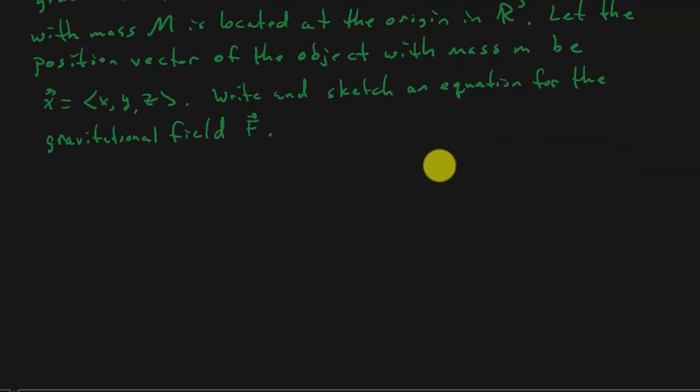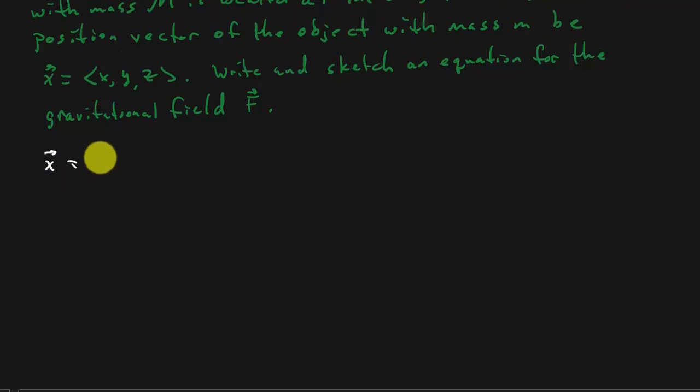All right, so it says we're going to let the position vector of the object with mass little m be vector x is xyz. So I've got vector x is equal to x, y, z.